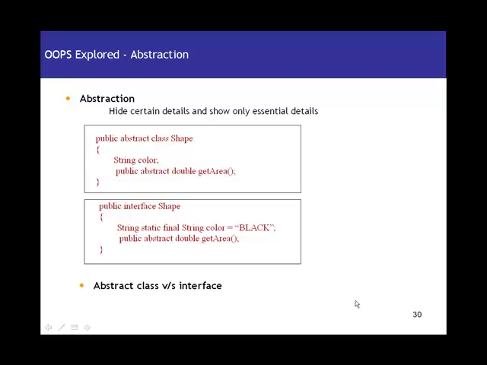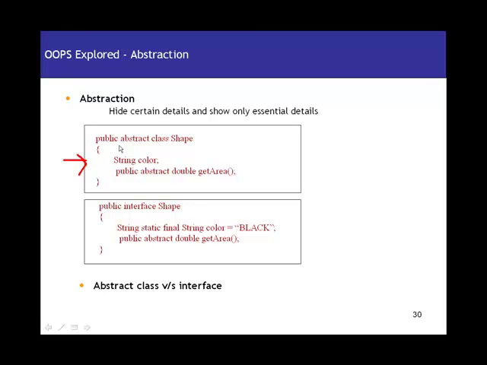We've seen that the basic definition of abstraction is hiding certain details and showing only the essential details. So let's see what this really means and how you apply this in your programming. If you have a look at the current slide, I've got two boxes with some code in it. In the first box, I have a class called shape, public class shape, which is abstract. So this is an abstract class, right? And within this class, I've got an attribute called color, which talks about the color of the shape. It has also got a method called getArea, which is again public, and it returns a double.